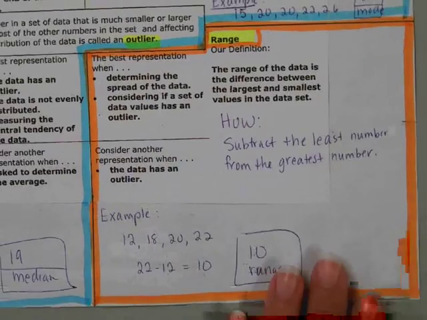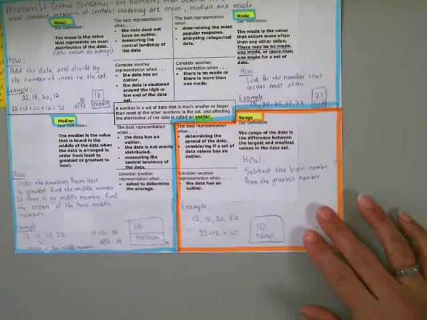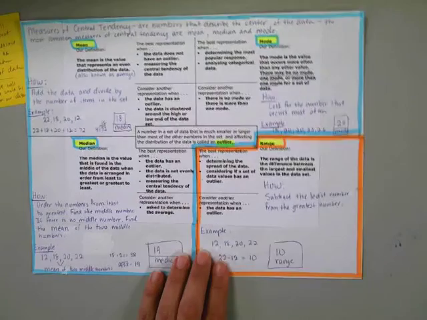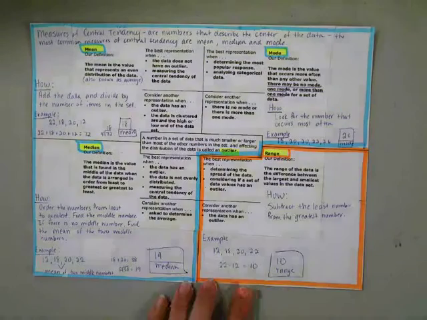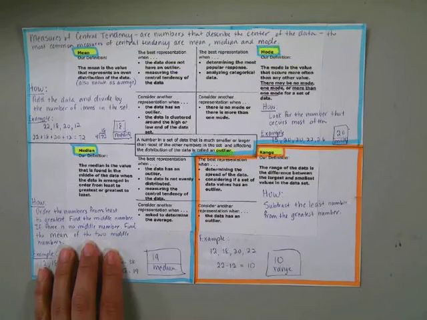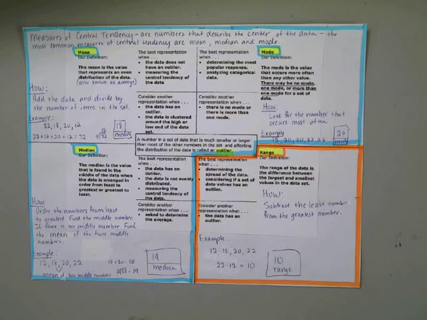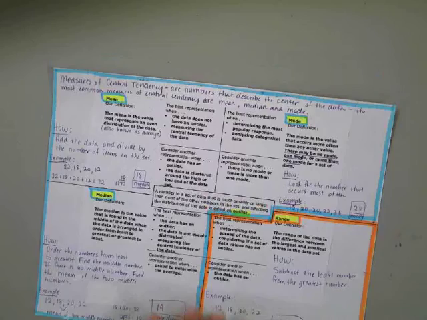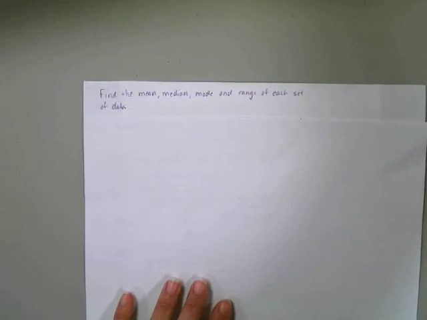So these are the definitions and the how-to for mean, median, mode, and range. Notice mean, mode, and median are all highlighted with blue, and range is highlighted in orange because mean, median, and mode are all measures of central tendency and range is not, but they can all be used to describe a set of data. The last thing we're going to do is practice, and I want you to do this on your own to make sure you understand it, and you can come to class tomorrow with questions.